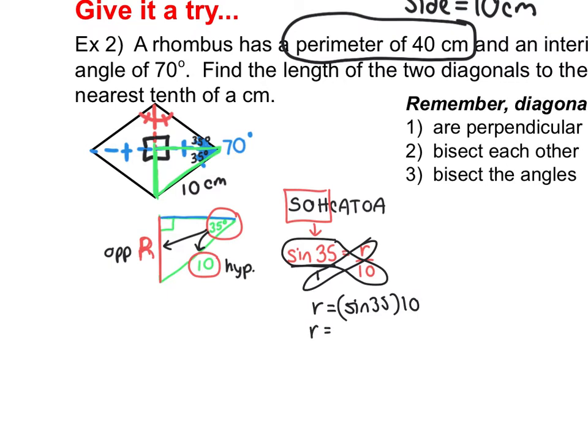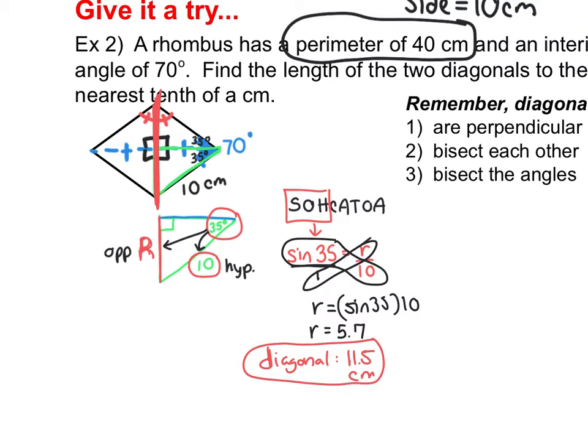And again, if I grab the calculator, sine of 35, close my parentheses, times 10, I'm looking at a side of approximately 5.7. Now keep in mind that was half of the one diagonal. I was trying to find this full diagonal. So if I double that, multiply by 2, I'm going to get the first diagonal to be about 11.5 centimeters in length.